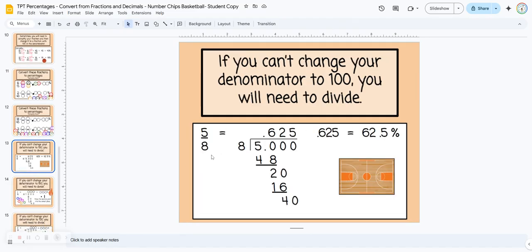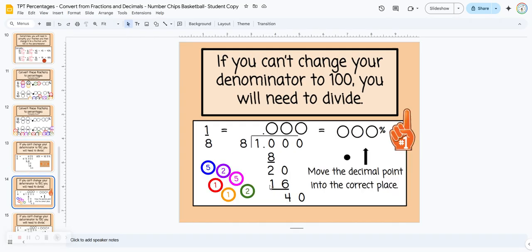Now there are some fractions that cannot be converted to an equivalent fraction with 100 in the denominator. In that case, they have to use long division. So here they have 5/8. They're just going to divide 5 divided by 8. And the division is shown for the students. This is long division. And then they're going to get this decimal answer. To change it to a percentage, they move the decimal point 2 places to the right.